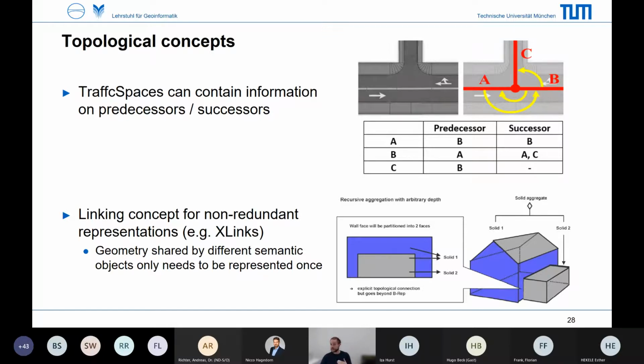And the same concept would also apply to intersections, for example, that could be part of multiple roads, as I described in the very first example before.